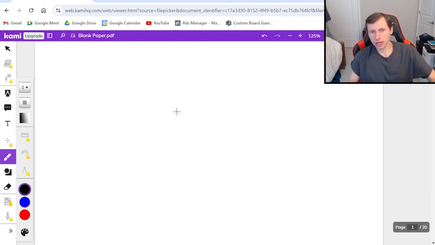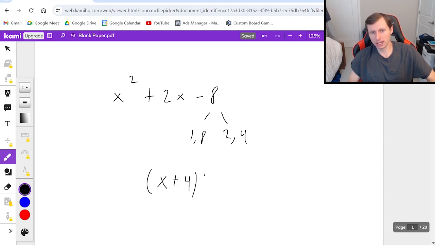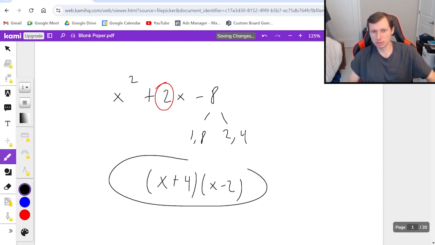And just as a reminder, normal factoring is problems that look like this. X squared plus 2x minus 8. I ask myself, what are the factors of 8? You got 1 and 8 and 2 and 4. Since it's minus, I know it needs to be subtracted, so then it's x plus 4 and x minus 2, because 4 minus 2 gets me the positive 2 in the middle, and there's my factoring.